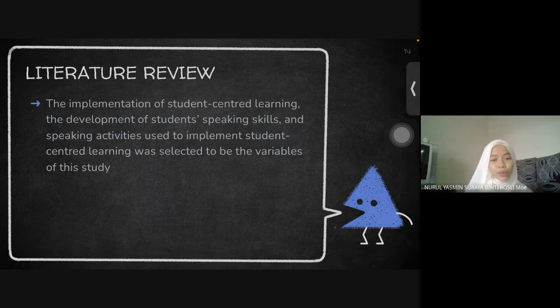So, in other words, student-centered learning allows the pupils to be more involved in their learning and be more responsible of their learning instead of relying on their teachers. So, student-centered learning can actually be practiced in education, especially in our English classroom, right?